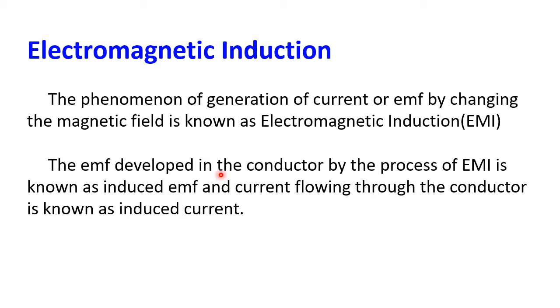The EMF developed in the conductor by this process is known as induced EMF. Why? Because generally it is not there. By introducing the changing magnetic field, we are developing it. Generally across the terminals of a particular conductor, that voltage is not there. We developed it, we induced it, so that is why it is induced EMF. By applying the magnetic field, we did. That is why we call it induced. The induced voltage developed, due to that current will pass, and the current flowing through the conductor we call induced current.